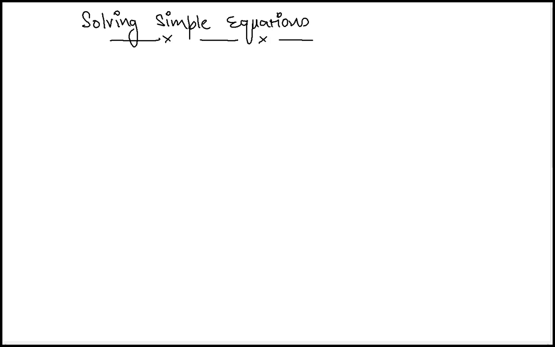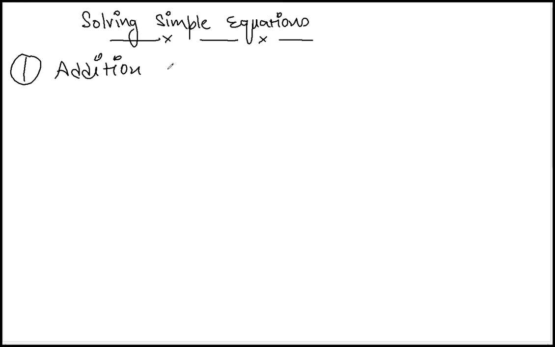So there are four properties which are being used to solve equations. Solving an equation basically means solving for a variable. The four properties we'll be using here are the addition, subtraction, multiplication and division properties.